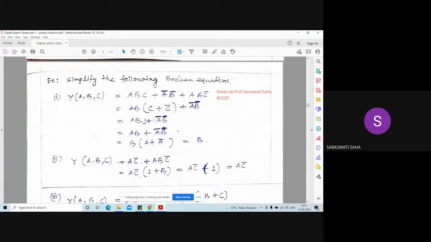And then from these 2 terms, you can again take a common term, that is B. Then what will be the output? B, within bracket you will get A plus A bar. So here A plus A bar is again 1. So ultimately it will be equivalent to B.